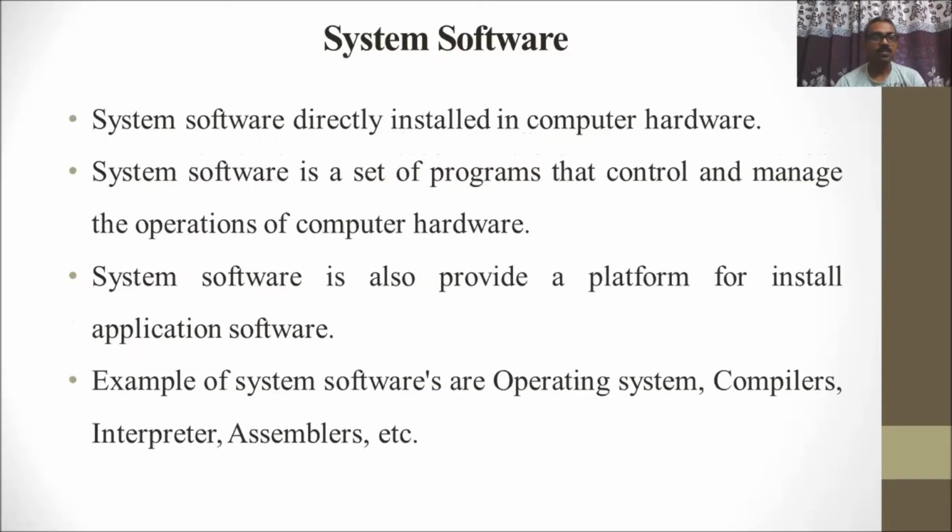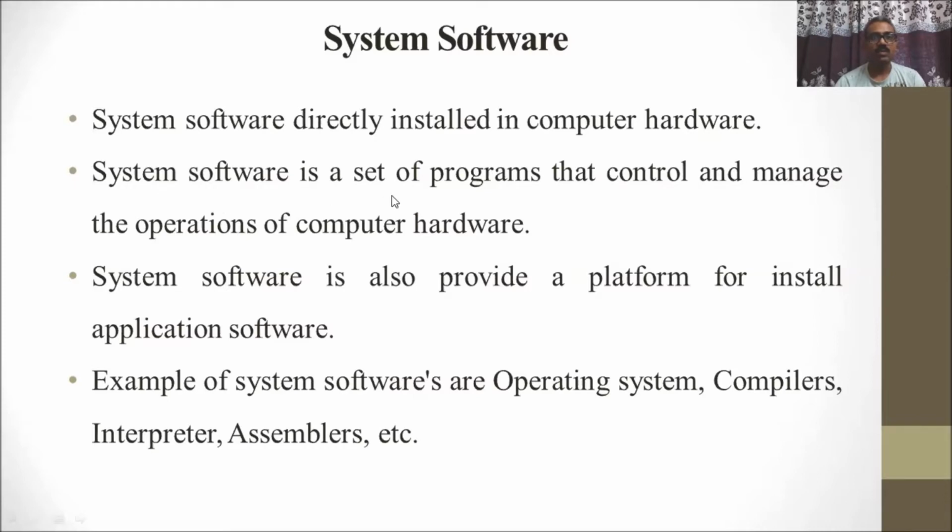System software. System software is directly installed on the computer hardware. The hardware of the computer cannot work without software, and the software in itself does not work without the hardware. So software and hardware are both required by each other.